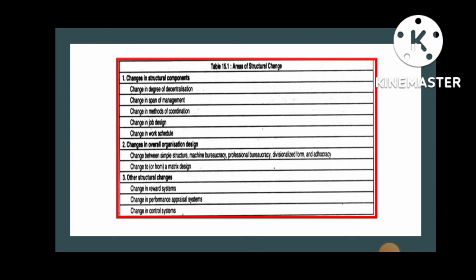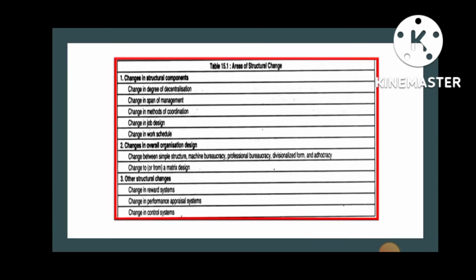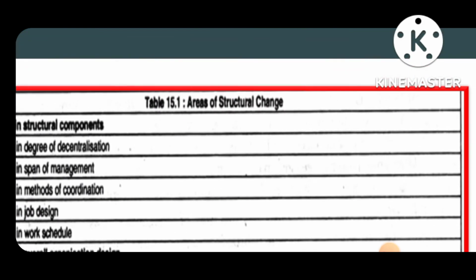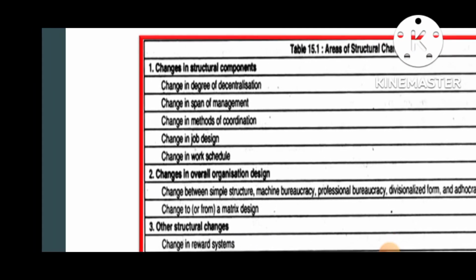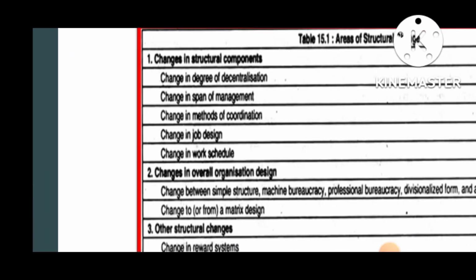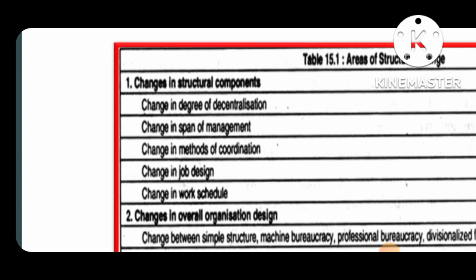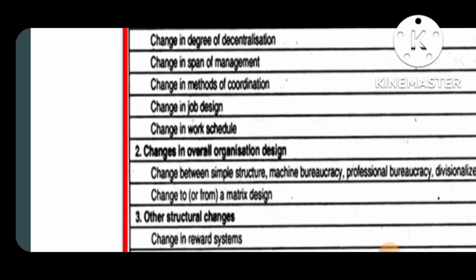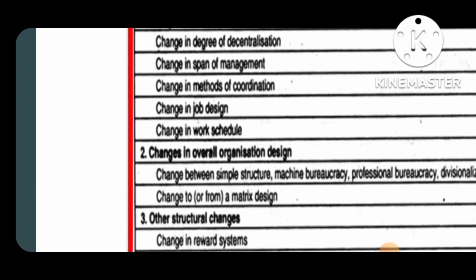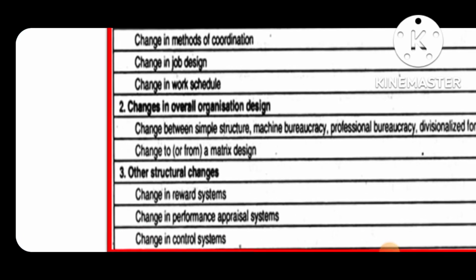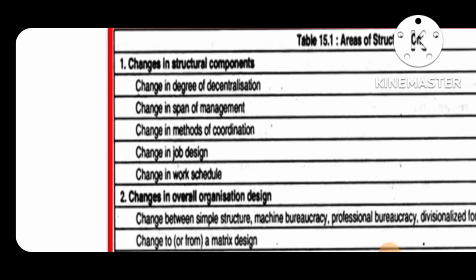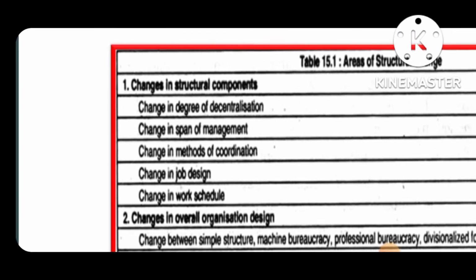So I have here now table 15.1. This is the areas of structural change. It is divided into three groups. When we say structural, it can be changes in structural components or changes in overall organization design and other structural changes. So let us first discuss what are the changes in structural components.